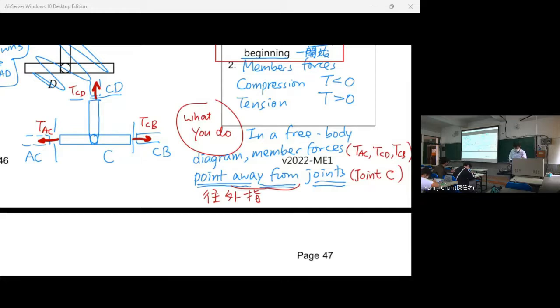I'm sorry, I think I missed one force. I think in this one we have a force P here. Please help me write it down. I forgot this one. So when you draw a free body diagram, remember the force that goes out.